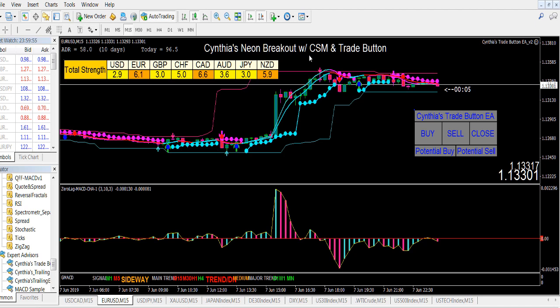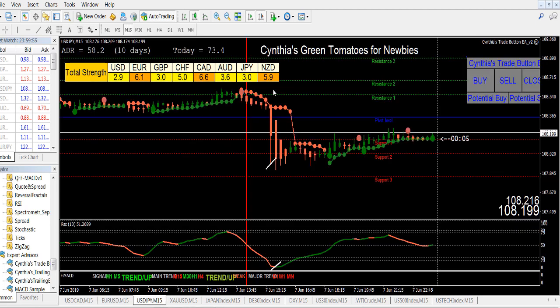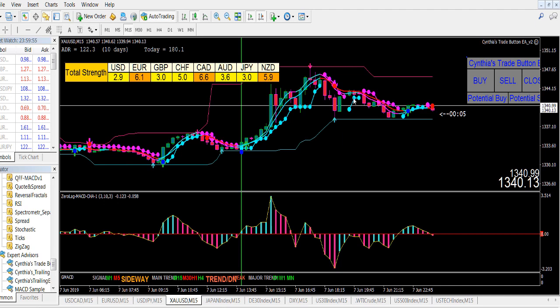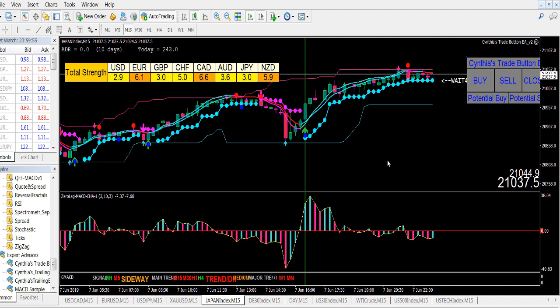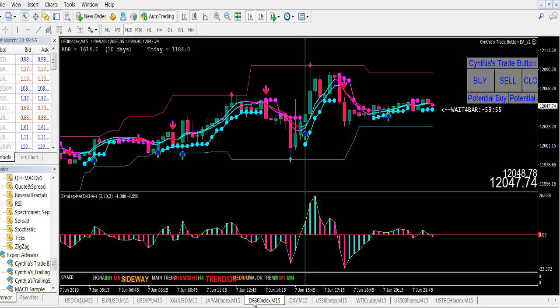This is my neon breakout, and I'm showing you the currency strength meter and the trade button on the chart. Here's the USD JPY, showing you my template for the green tomatoes for newbies. This is a great trading template for newbies, and in the PDF I give you training videos for everything for starting out and being an absolute newbie to Forex trading and the MT4 platform. Here's a gold chart using my neon breakout, and this is a Japan index, which is a CFD, and it's great for trading in Tokyo session.